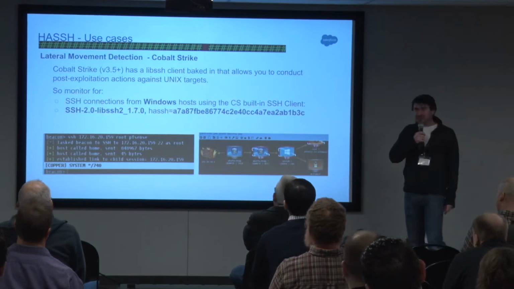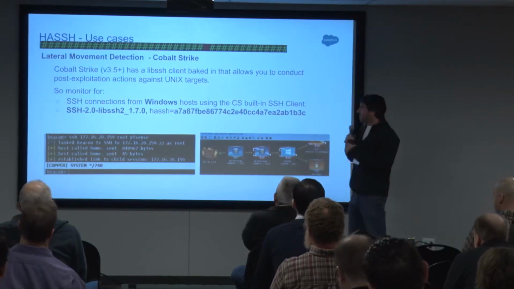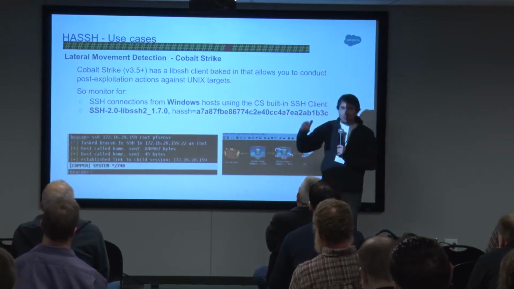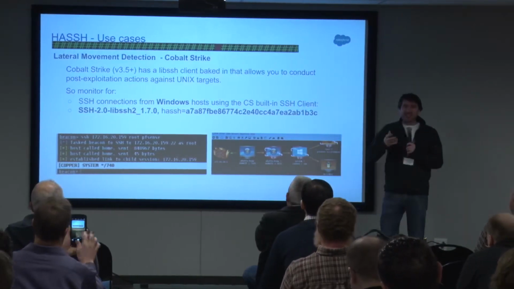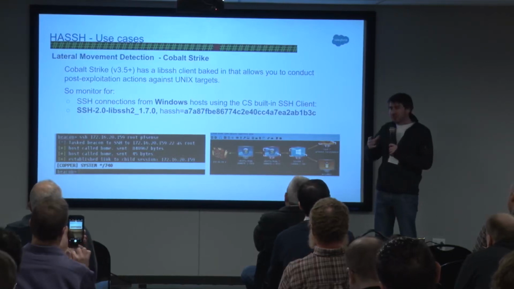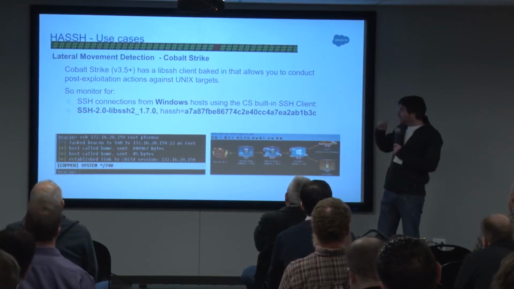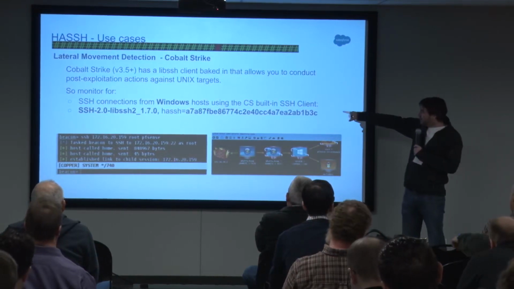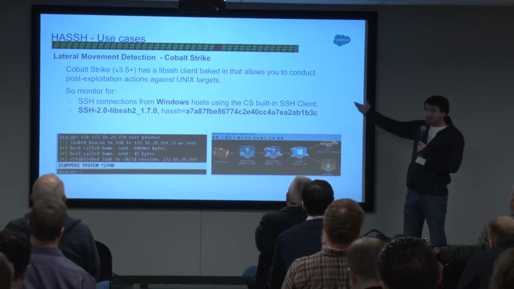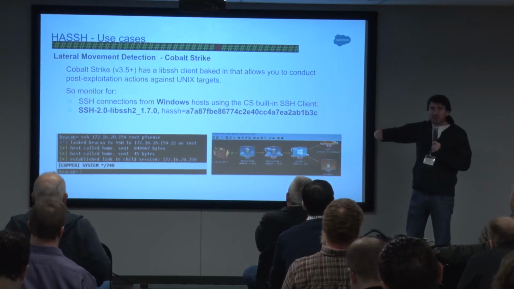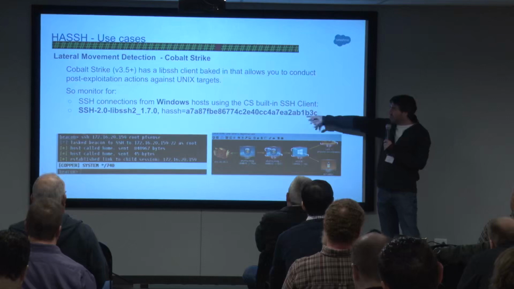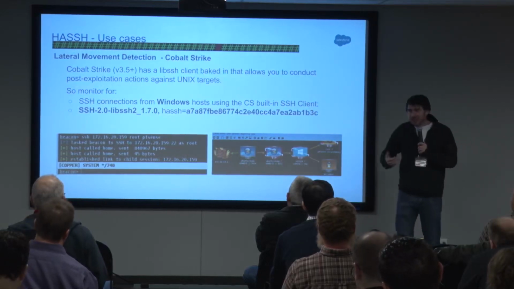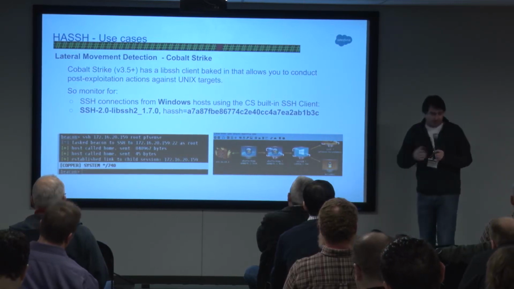So Cobalt Strike, also easy to detect. Cobalt Strike has a built-in libSSH 2 version 1.7. This is hard-coded in the Cobalt Strike. You can't change what version of SSH Cobalt Strike uses. So that's interesting because you shouldn't expect that version of libSSH to be connecting out from like a Windows host. So if you have a Windows host that has this hash for SSH going outbound to something else inside your network, then you can assume compromised.